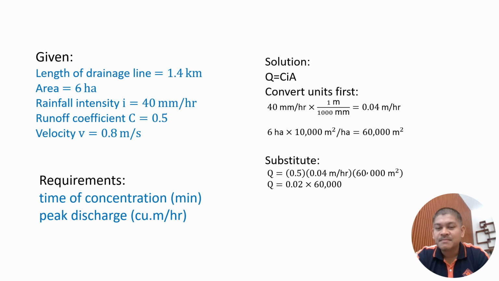So using the formula, we can also solve for Q, or the peak discharge. We have 0.05 multiplied by 0.04 multiplied by 60,000. What is the value of peak discharge? Please check our solution. After substituting the values into the formula, we obtain the peak discharge of 1,200 cubic meters per hour. This tells us the maximum amount of runoff water expected during the storm.